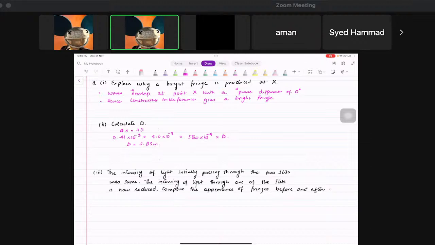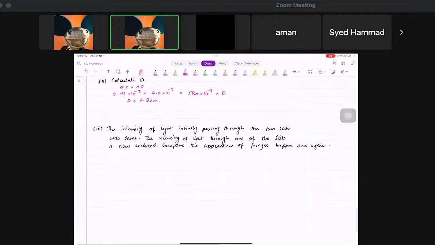The intensity of light initially passing through the 2 slits was the same. The intensity of light through one of the slits is now reduced. Compare the appearance of fringes before and after. Now, this is a very important question, because let's see what was happening before and what was happening after.